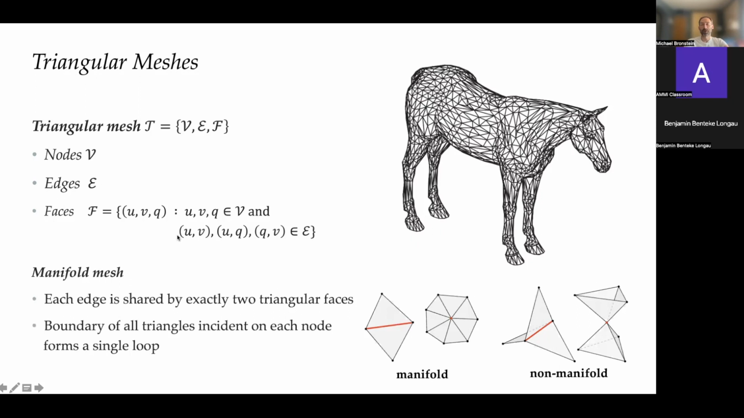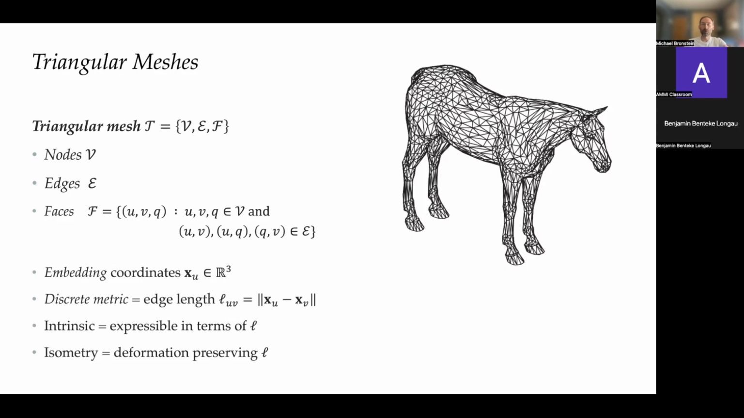In particular, we are interested in what are called manifold meshes. Manifold meshes must be a discrete version of a manifold. The manifoldness means that each edge is shared by exactly two triangular faces, and the boundary of all triangles incident to each node forms a single loop. So I cannot have these kinds of examples as shown on the right. The example of the horse shown here is an example of a discrete manifold, or manifold mesh. With every node in this mesh, I can associate some coordinates in R3.